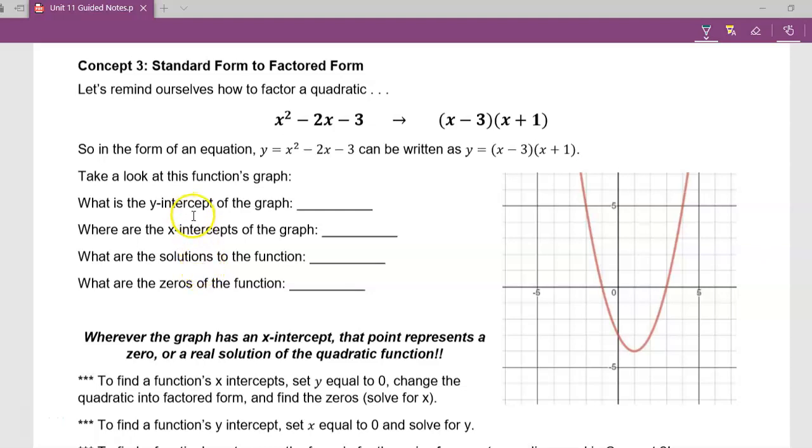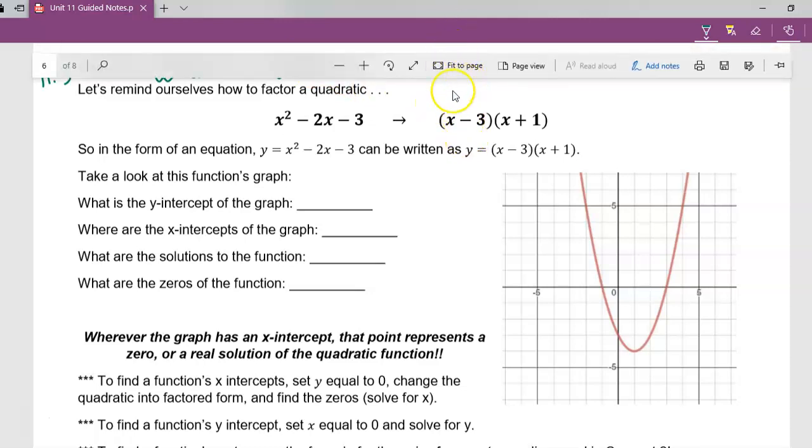Hi, so this video is in Concept 3 in Chapter 11. So this would be 11.3. We're changing from standard form to factored form. So we've done this a lot.